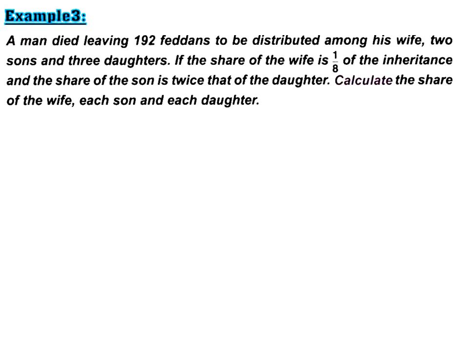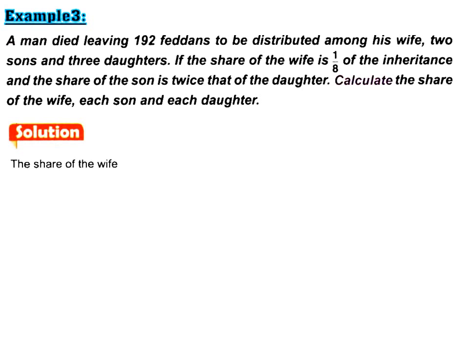Okay, so I can get the share of the wife by multiplying 1/8 times the total inheritance, the total 192 feddans, to get the share of the wife. And for the rest, I will subtract the share of the wife from the total 192 to get the rest for the sons and daughters. Okay, firstly, step by step, the solution.